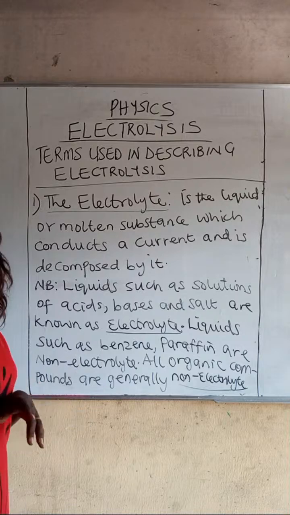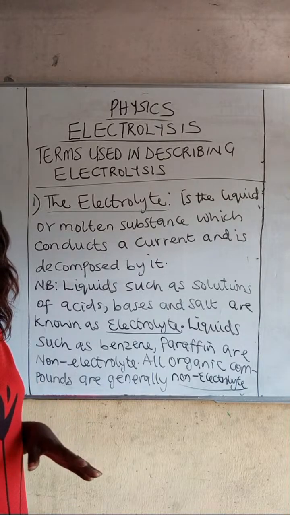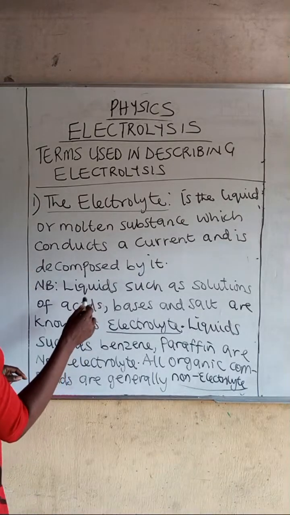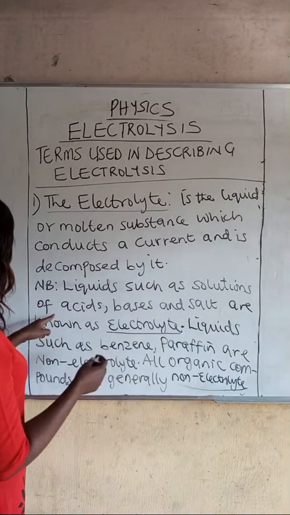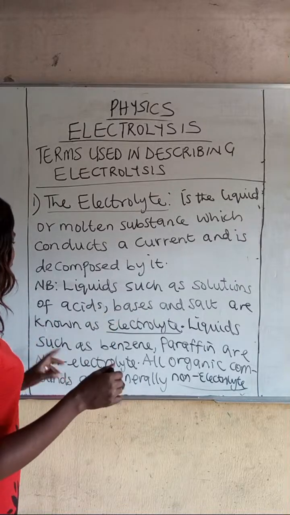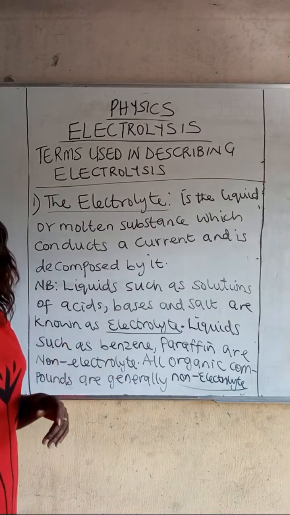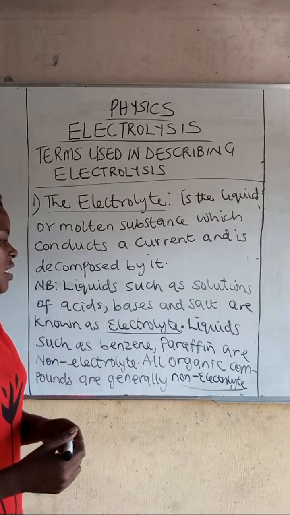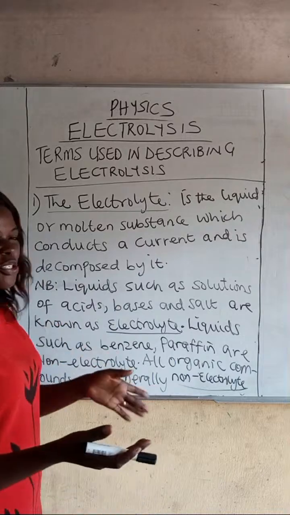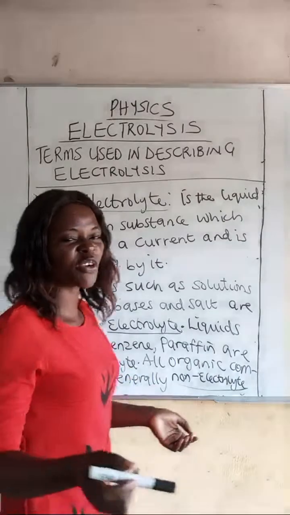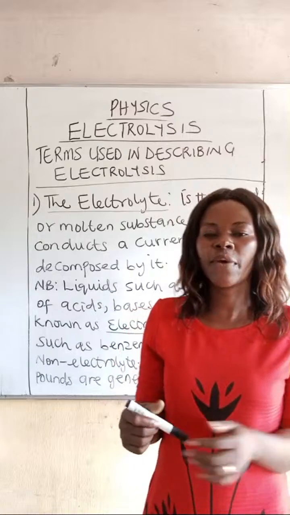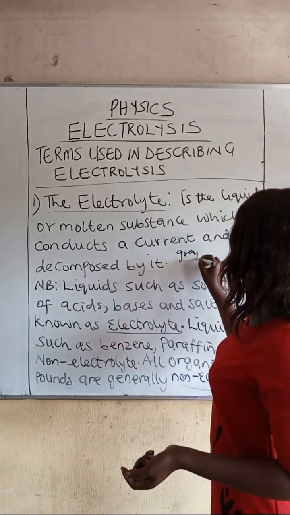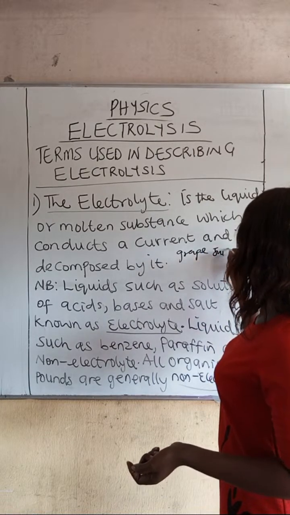Now we have some examples of liquids that can be classified as electrolytes. Example, we have liquids such as solutions of acid, bases, and salt, known as electrolytes. Now, what do I mean? If I say solutions of acid, bases, and salt, in an external exam, they can't tell you solutions of acid, bases, and salt. What they are going to do is just give you an example. For example, they might tell you grape juice.